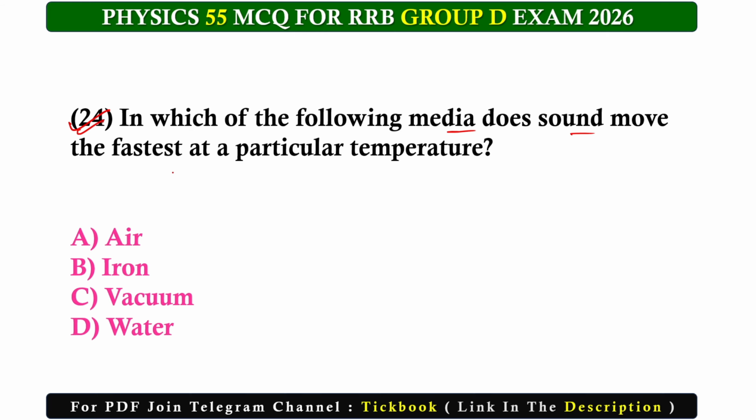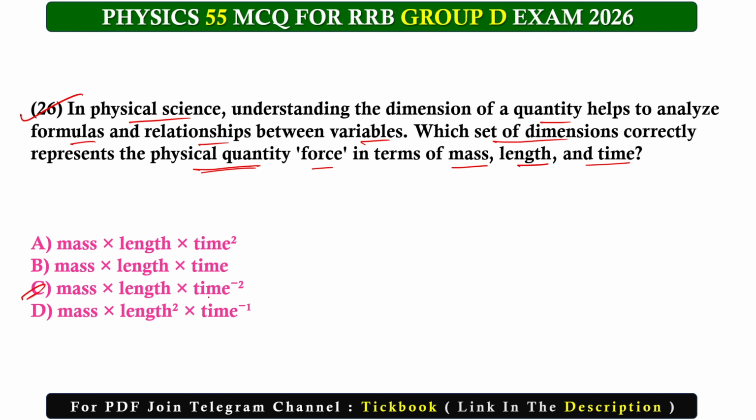26. In physical science, understanding the dimension of a quantity helps to analyze formulas and relationships between variables. Which set of dimensions correctly represents the physical quantity, force, in terms of mass, length, and time? Option number C, mass into length into time to the power minus 2.